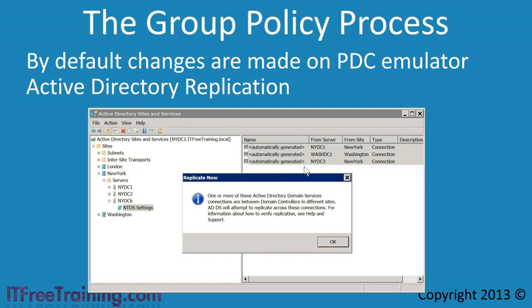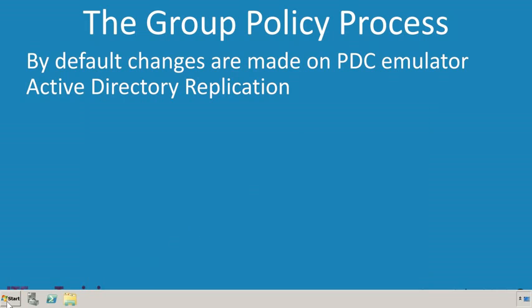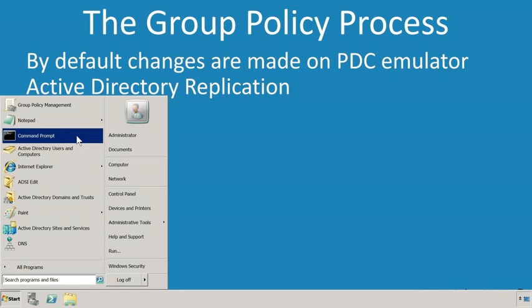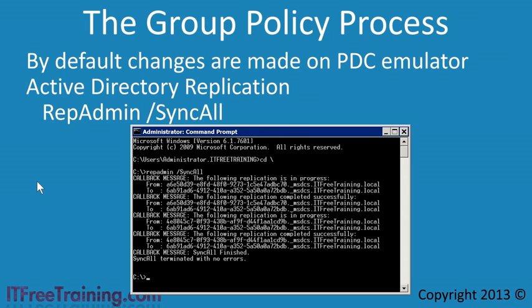The same result can be achieved from the command prompt. If I close Active Directory Sites and Services, I can then open a command prompt from the Start menu. To force a replication from this domain controller to all its replication partners, run the command repadmin with the parameter /syncall. In some cases, you may have problems with synchronization between your domain controllers.